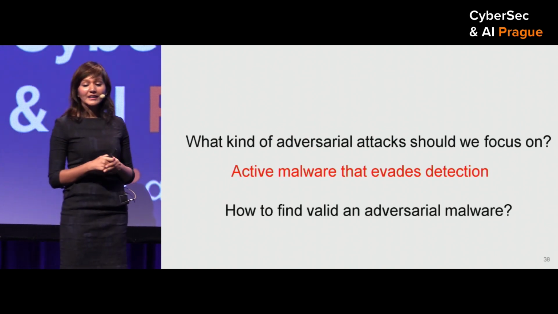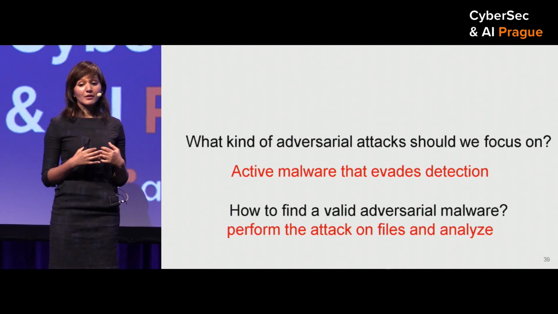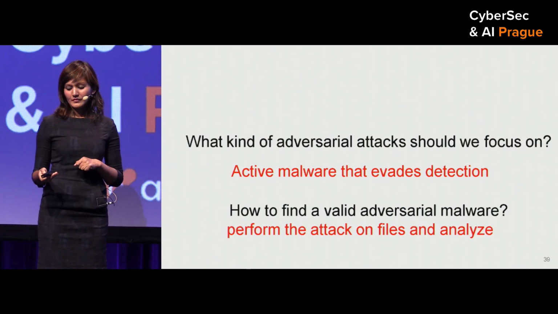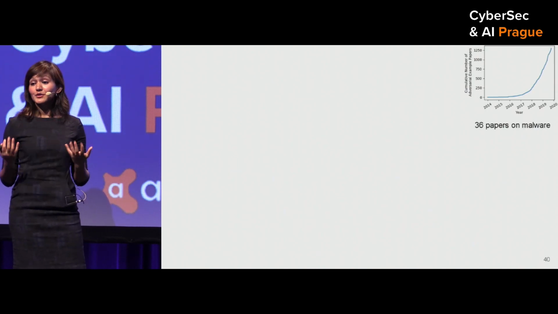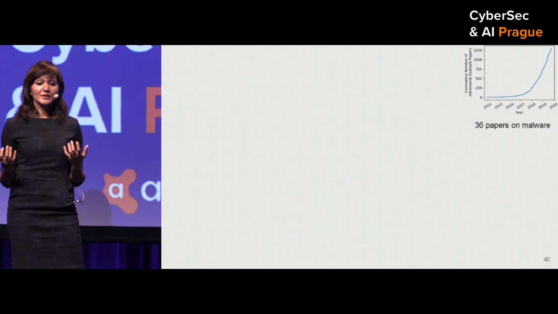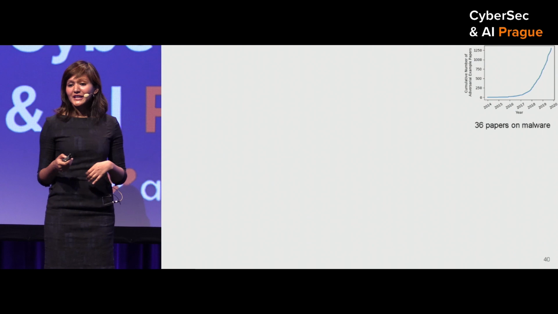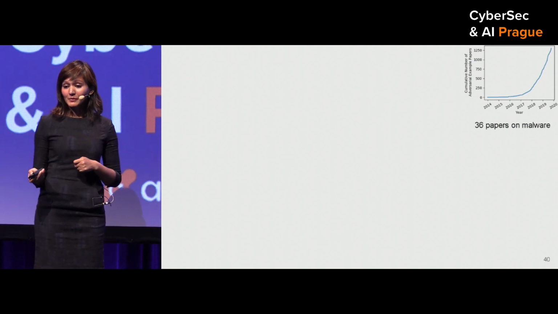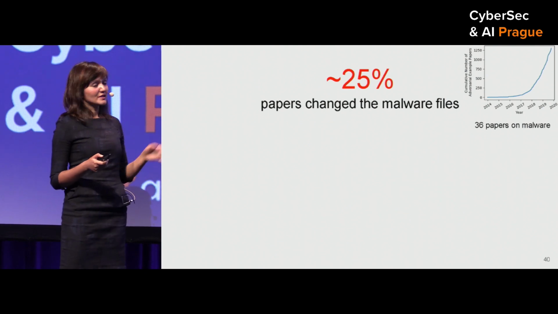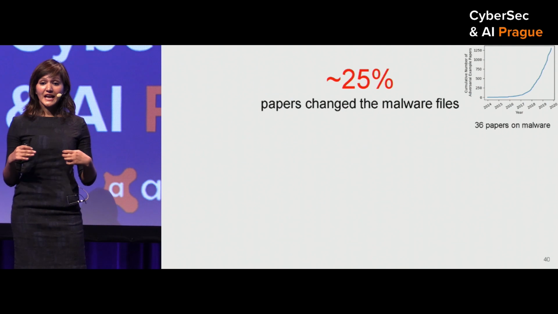And how would we find these active malwares that evade detection? We need to perform our attack on the files and analyze them. However, current research in machine learning adversarial attacks on malware detectors does not help us answer this question. Remember, in the beginning of my talk, I told you about these 36 papers that perform attacks on malware detectors. About 25% of them did their attack on malware files. The rest of them did the attack on the feature vector.